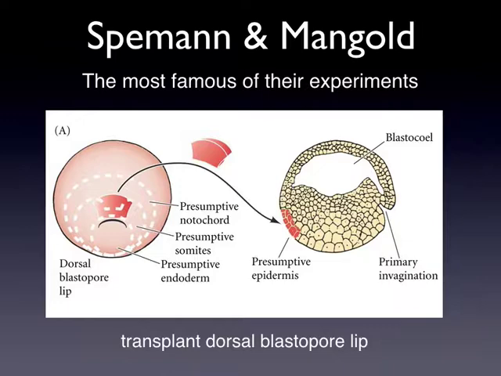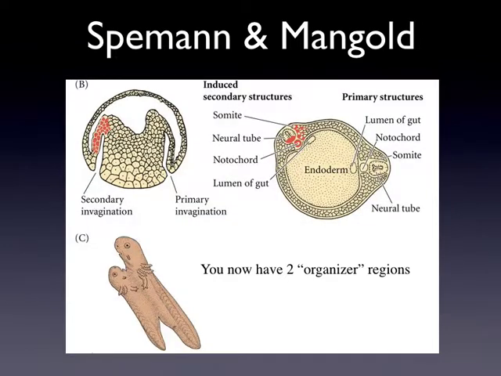So what they did here is they took just the dorsal blastopore lip, all right, and they transplanted that to a ventral region, basically 180 degrees away from where it was in the donor embryo. So the host embryo now has a second piece of dorsal blastopore lip. It's just in the ventralmost region instead of in the dorsalmost region. And you all know what happens. In this case, you get two complete axes of development.